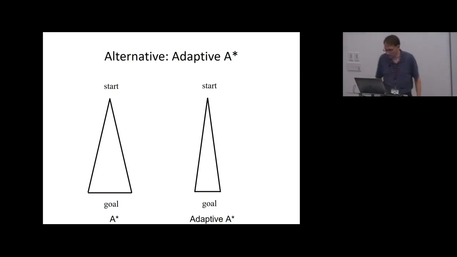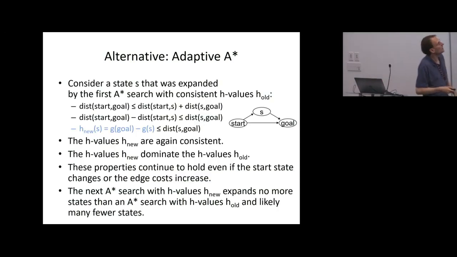So how do we do it? That turns out to be pretty straightforward. So let's look at this diagram here. Say I want to find an updated heuristic for this state S, which was a state that was expanded by my first A* search. So how do I update the heuristic? What I know here, again, this is a triangle, is that the distance from the start to the goal is less than or equal to the distance from the start to my state S plus the distance from S to the goal.